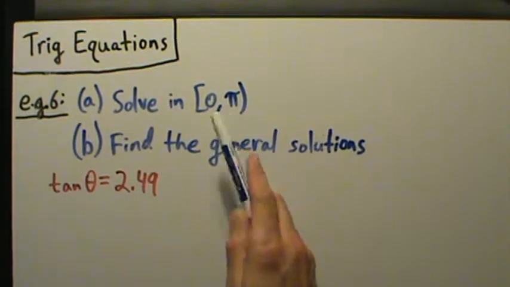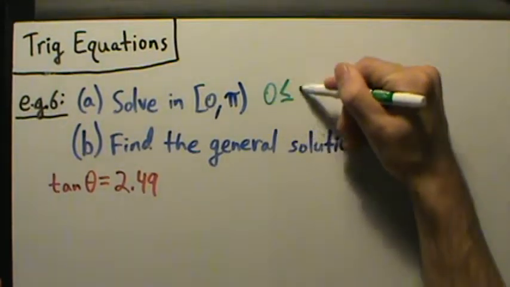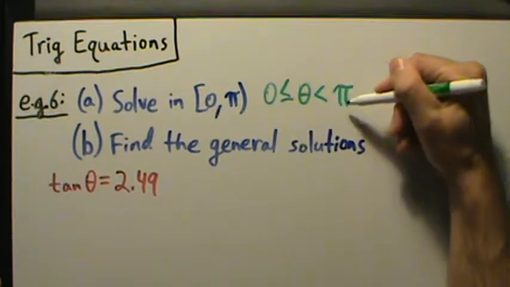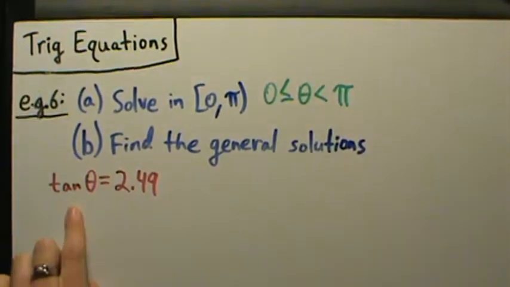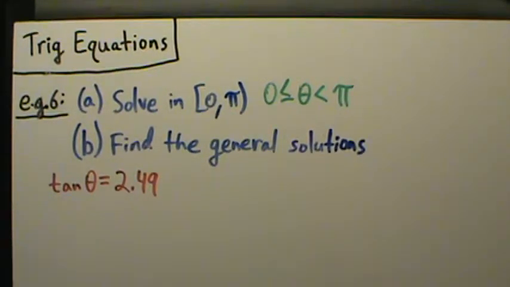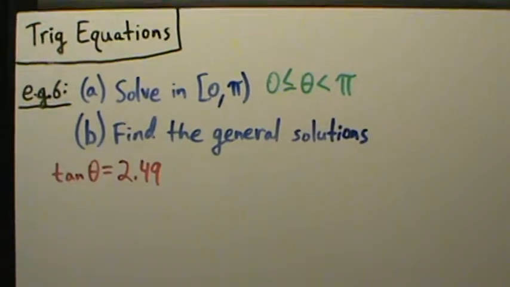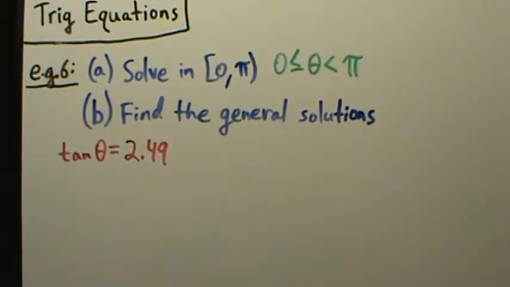So why are we doing 0 to pi instead? Well, first of all, this just means 0 is less than or equal to theta is strictly less than pi. The reason is that now that we're doing a tangent function, the period of the tangent function is pi. So we only really have to look at 0 to pi, because after that, everything's just repeated by the periodicity of the tangent function. Now, how do we do this? Well, we actually just approach it the same way that we've been doing.